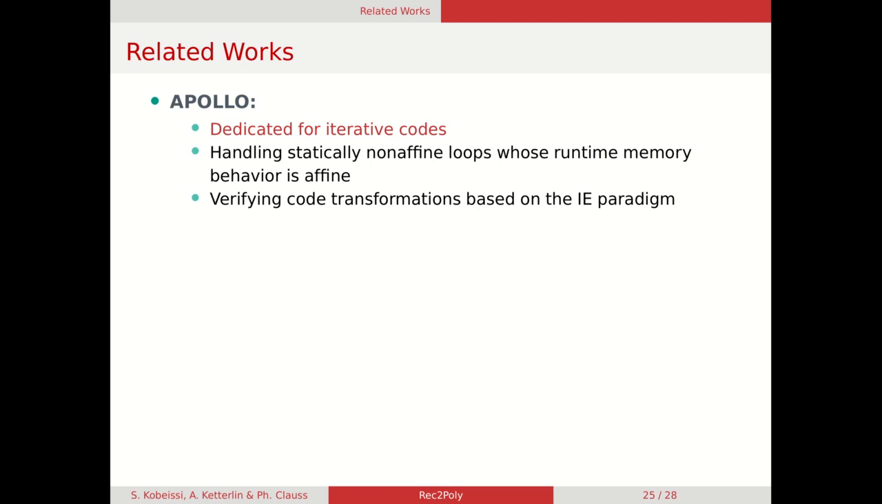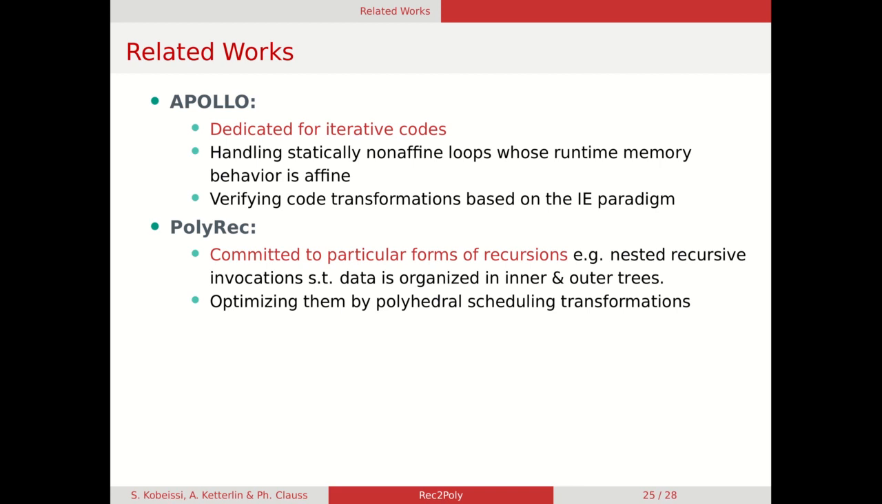First, we have Apollo, which was presented earlier as our inspiration, and now as a very quick revision. It's an optimizer dedicated for iterative codes only. Second, we have Polyrec, which is an optimizer committed to particular forms of recursions, such as nested recursive invocations, where data is organized in inner and outer trees. It optimizes them by polyhedral scheduling transformations.